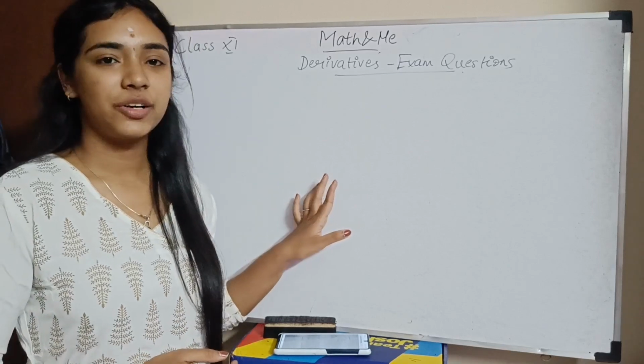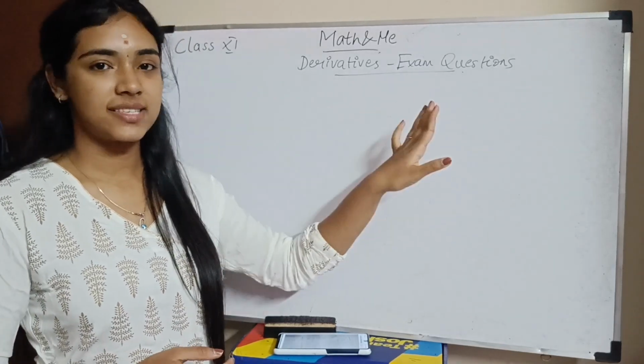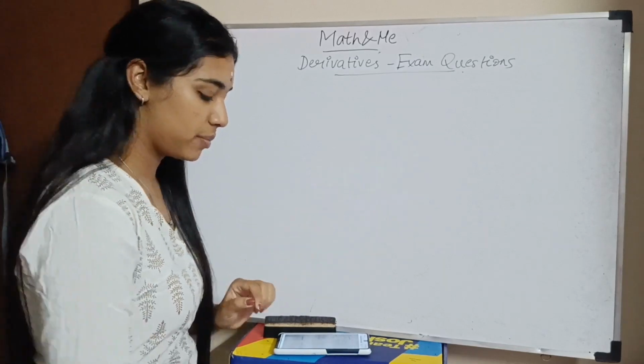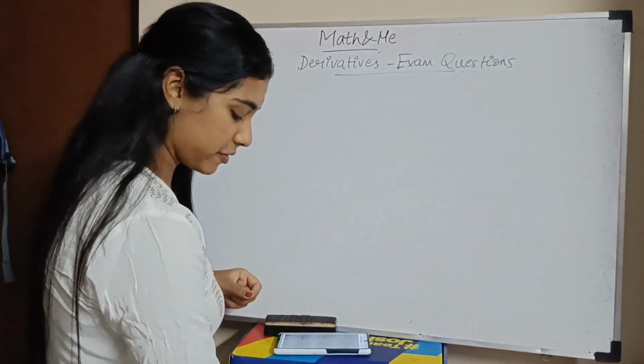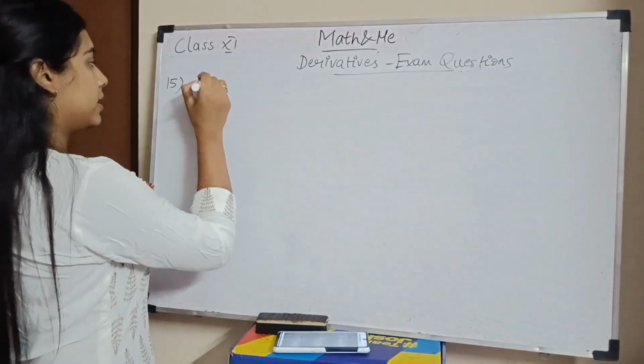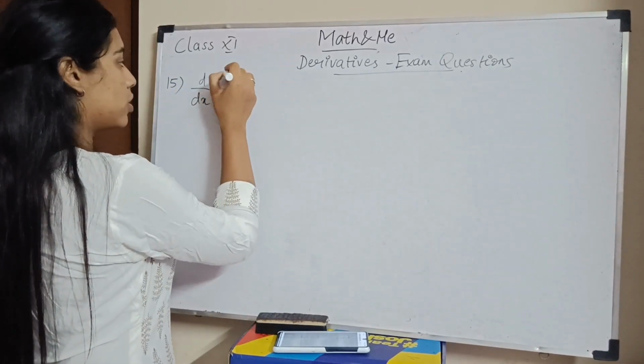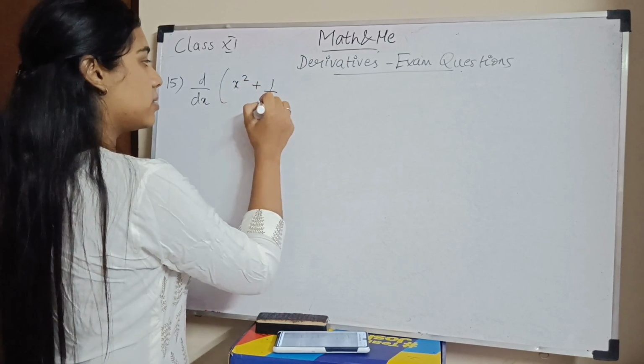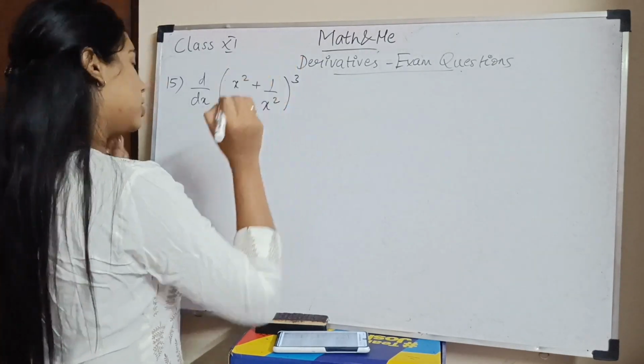So in this video we are going to continue with some derivative exam questions. I stopped at this point in the previous video. So let's start with question number 15: d by dx of (x square plus 1 by x square) the whole cube.